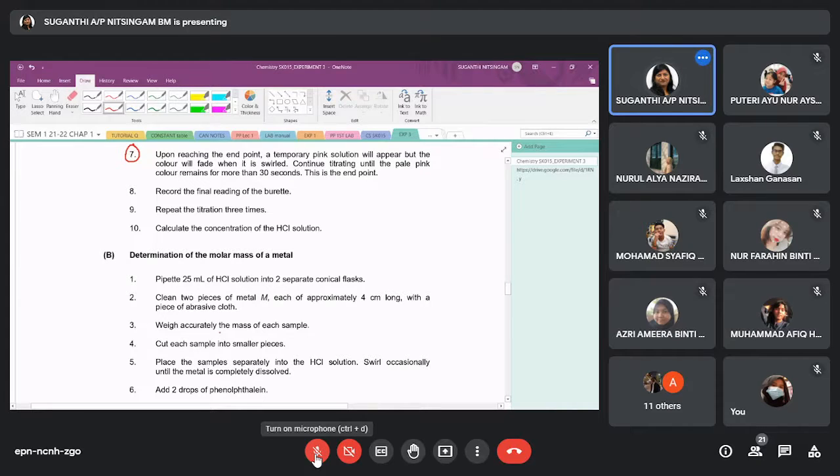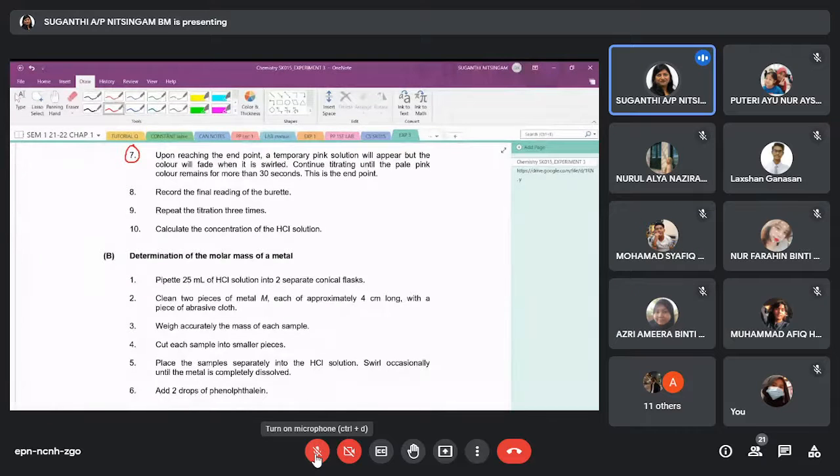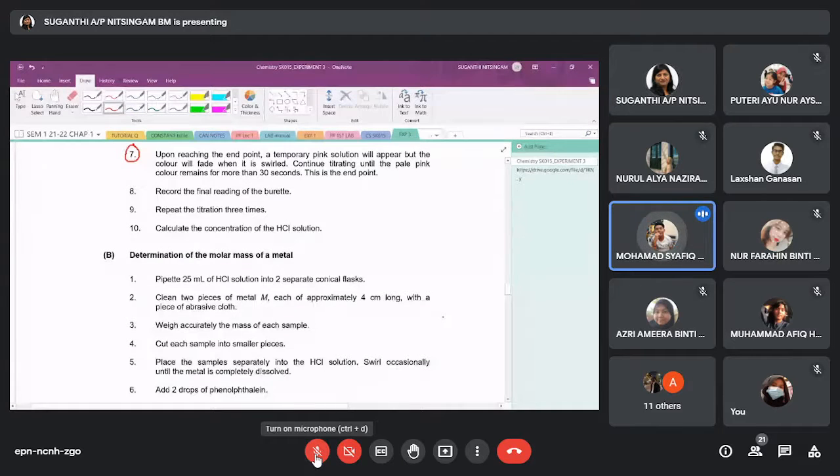How will we weigh it? Syafiq, how do you weigh it? Weigh the metal. Yes.